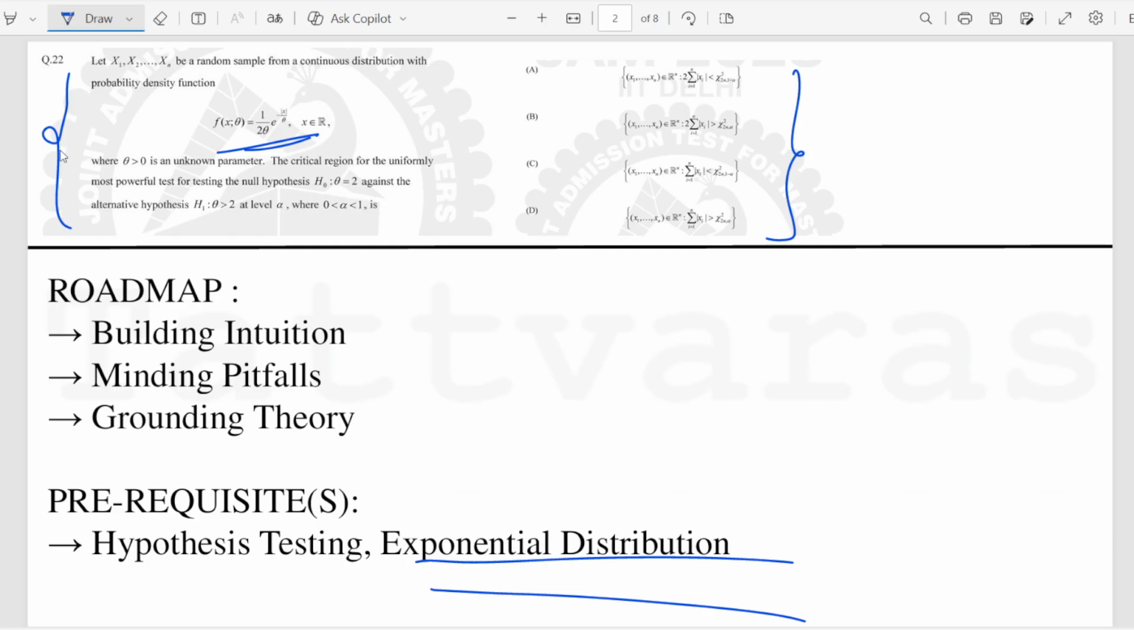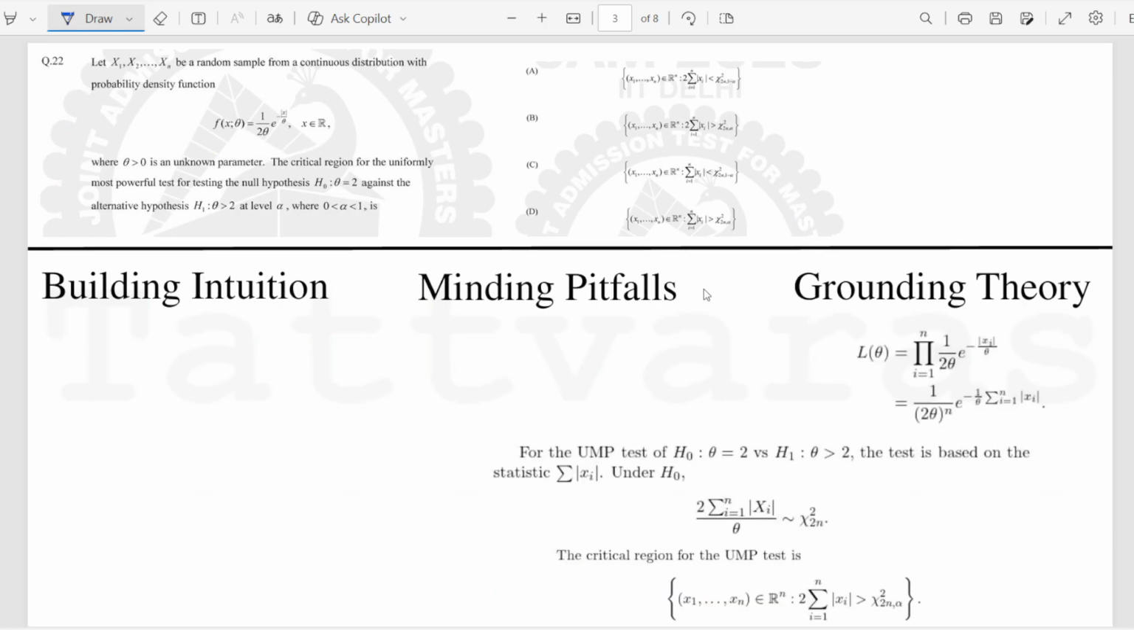Let's start with how AI helped me with this. I gave this question to AI and told it, okay, tell me which option is correct. So it started with the correct theory, defining the likelihood. Then it took the likelihood ratio under the null hypothesis and alternate hypothesis, where we could see that the likelihood ratio is monotonically increasing in summation xi, and we also know that, maybe not very obviously, but over here this mod xi will follow exponential with mean theta, right?